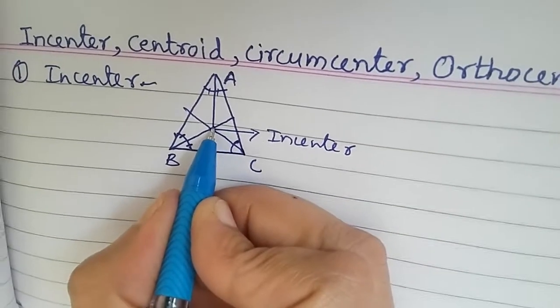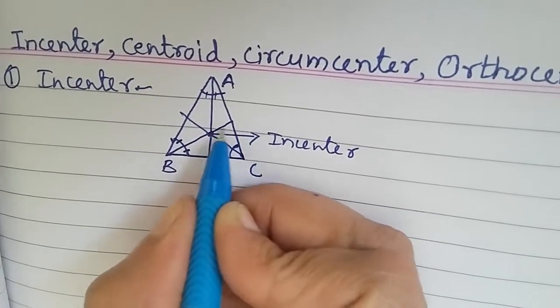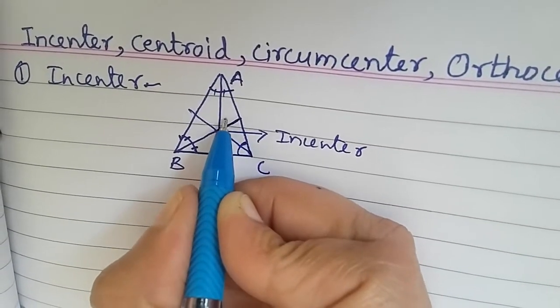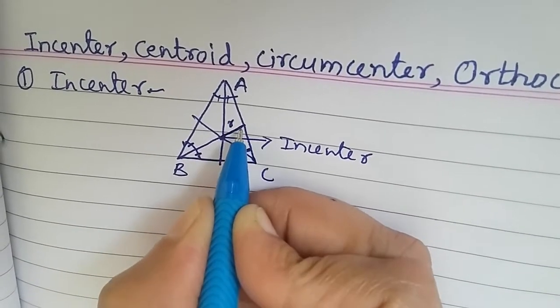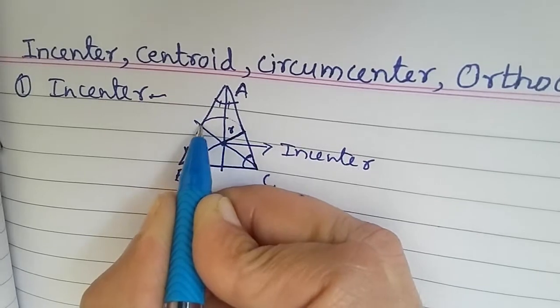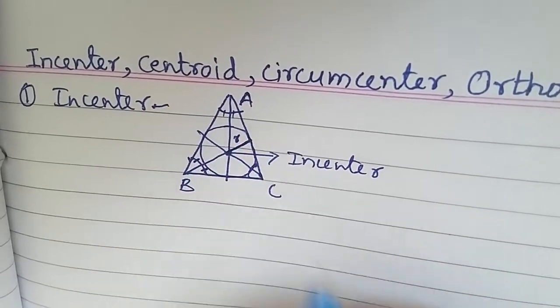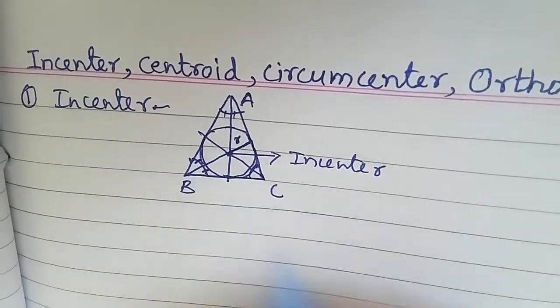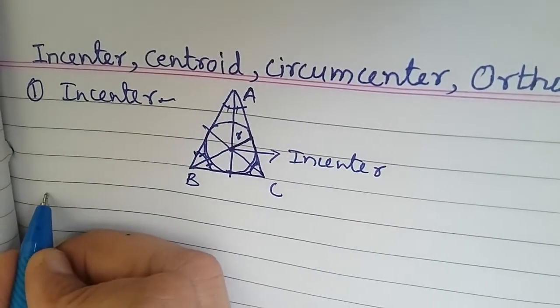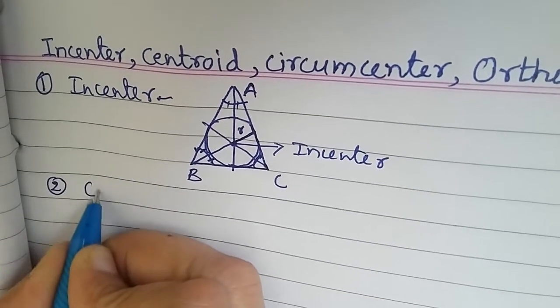And another important point: taking this as center and this as radius, this radius is called the inradius. If we draw a circle with this as center and this as radius, that circle will be inscribed in this triangle and is called the incircle. Now next is centroid.